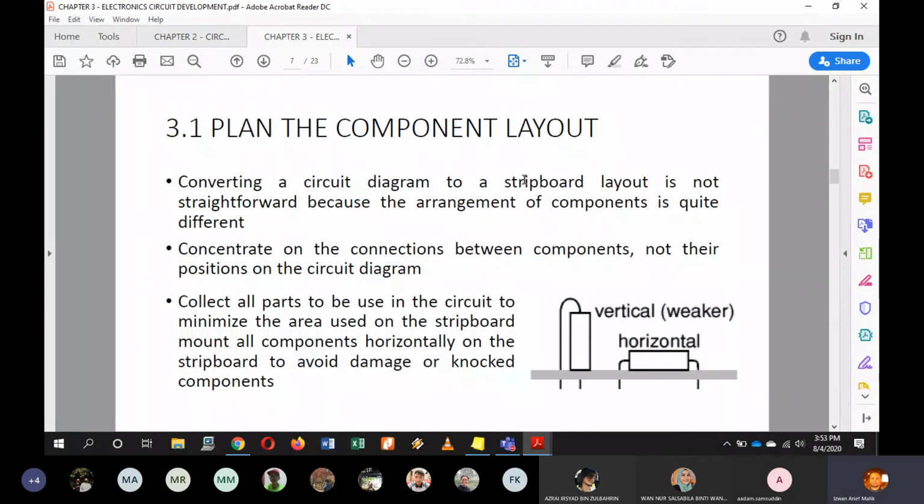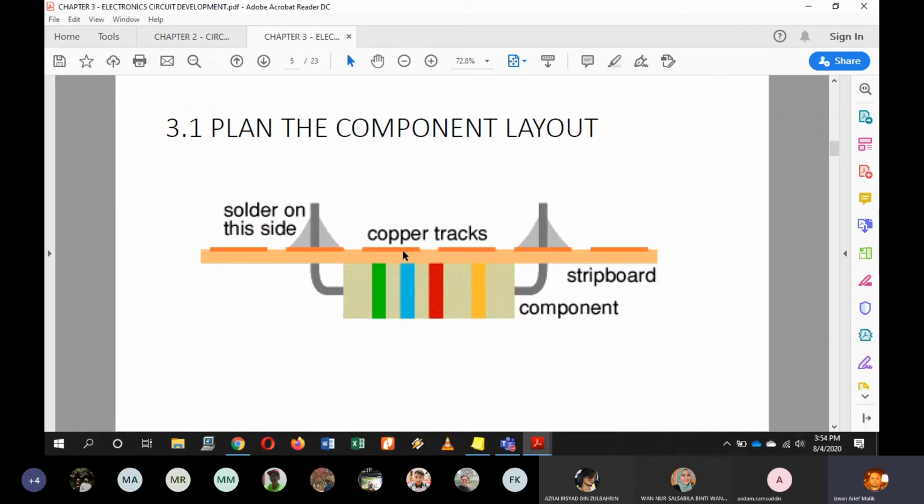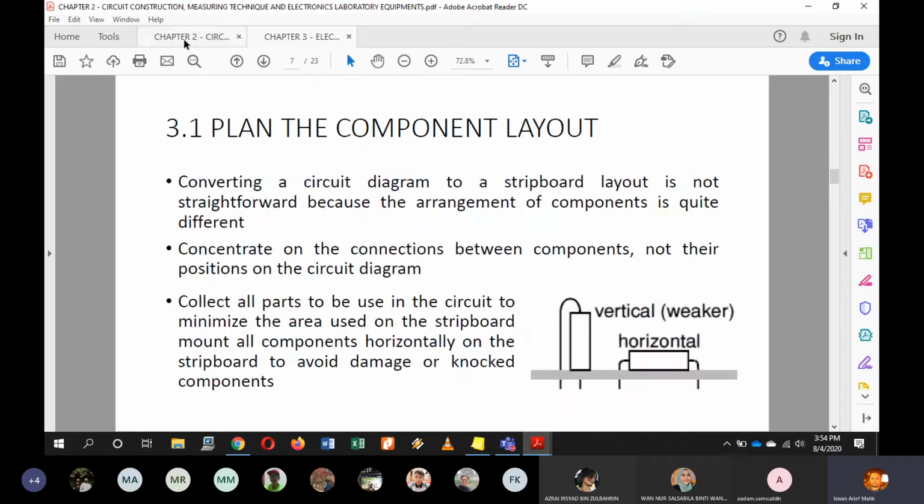Converting a circuit diagram to a strip board layout is not straightforward because the arrangement of components is quite different. Okay, of course. From the diagram, you want to convert into the strip board, it is not an easy task. Basically, you have to make sure that you follow the diagram to ensure the output is correct. Concentrate on the connections between components, not their position on the circuit diagram. Okay, this normally happens for students.